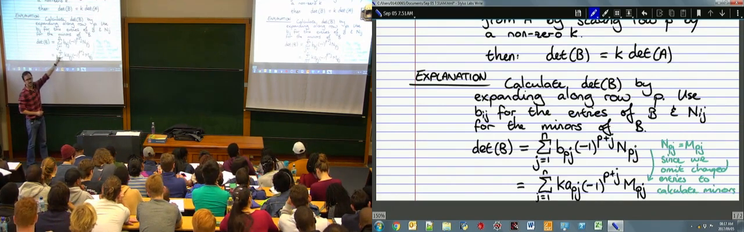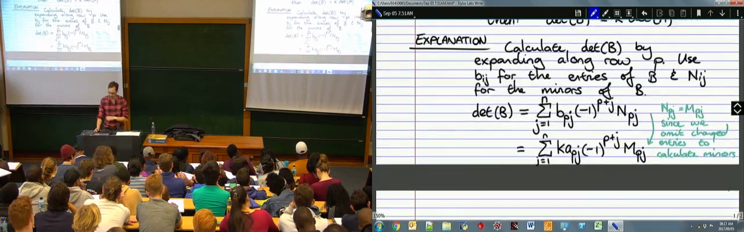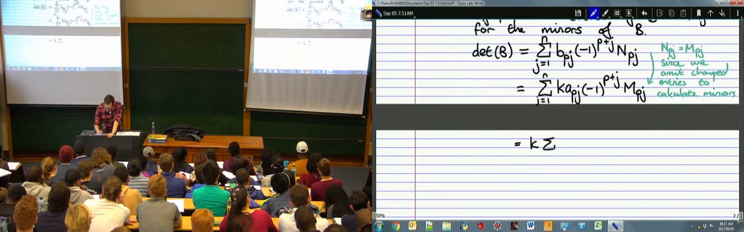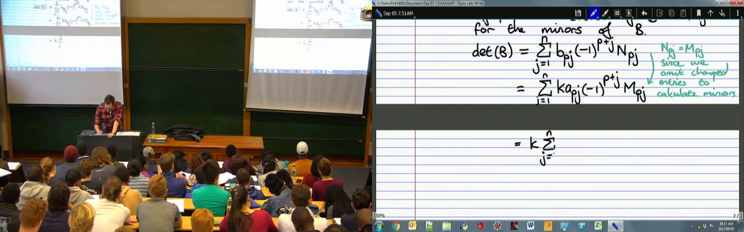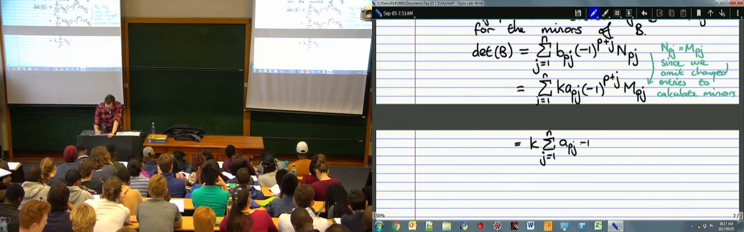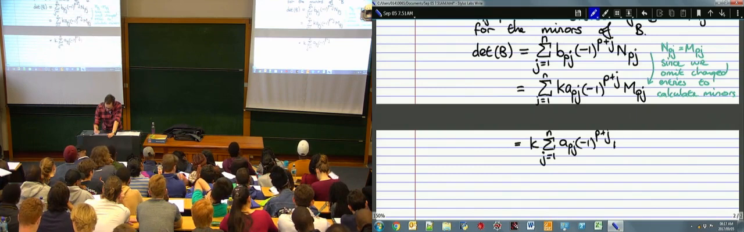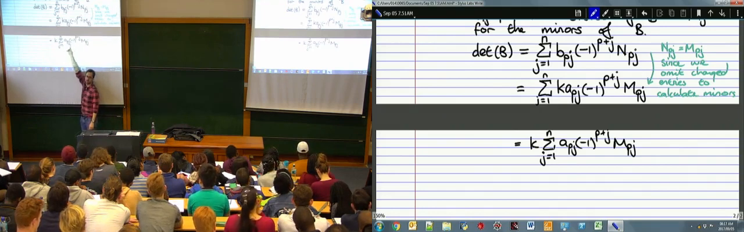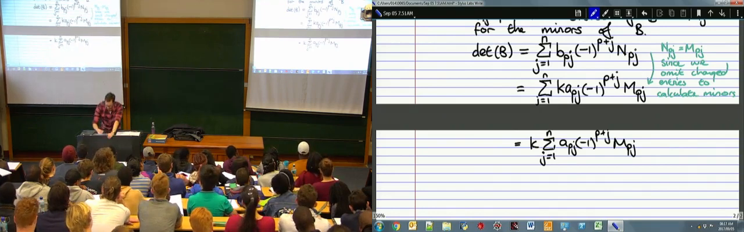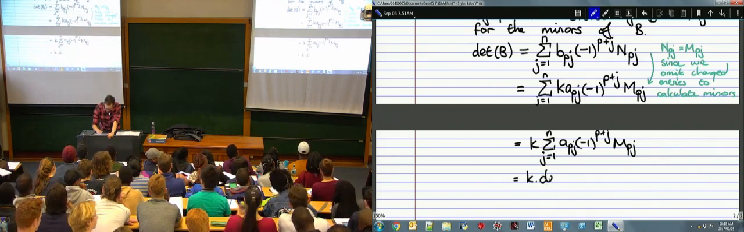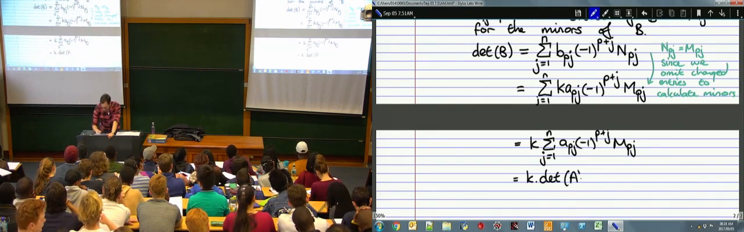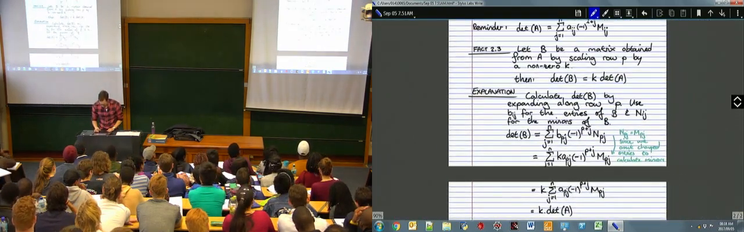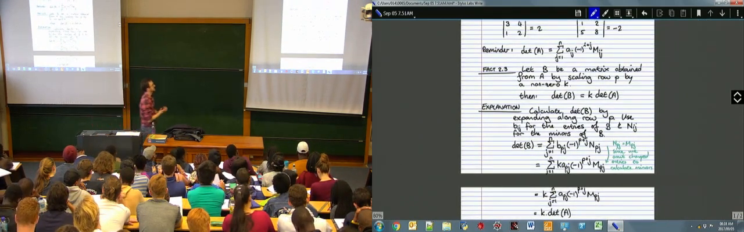We can pull this k outside of the sum. And then we're basically done, right? Because once we pull it outside of the sum, we've got k times this sum over here, j equals 1 to n, apj times minus 1 to the p plus j, mpj. And this bit here is just the definition of the determinant of A. So that's just k times the determinant of A. Right, let me zoom out a bit and we can fit everything on one screen at the same time.